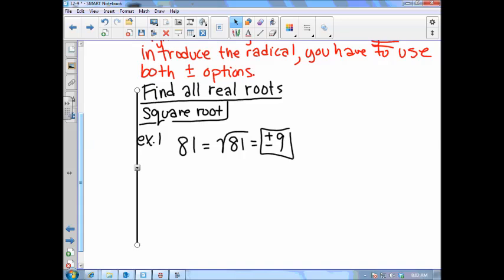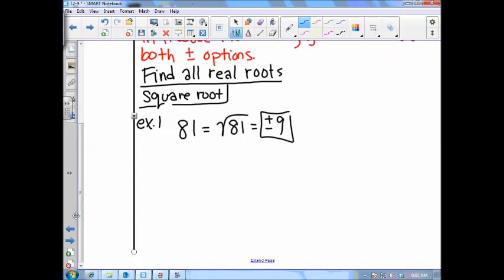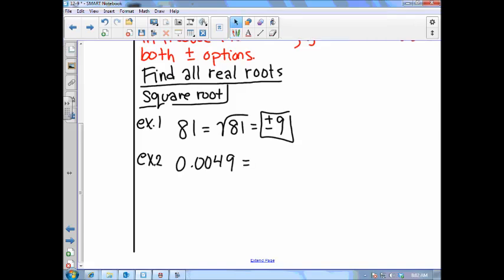Oops. This isn't moving like I want it to. Okay, let's try this one. Example 2. 0.0049. Same directions. Finding all the real roots. It looks like the number 49, and we know the square root of 49 is 7, or plus or minus.